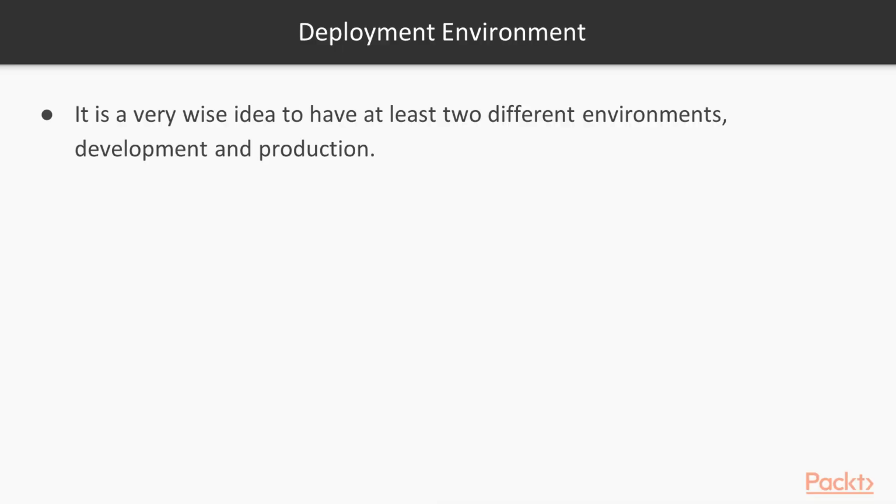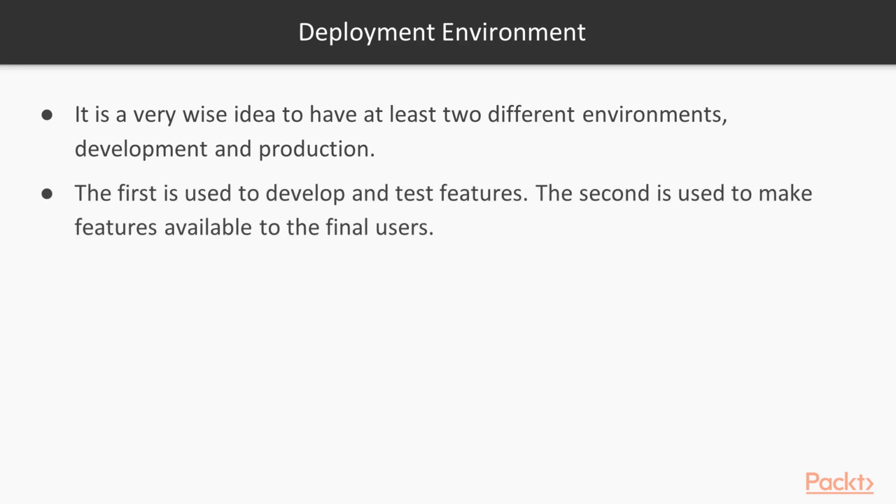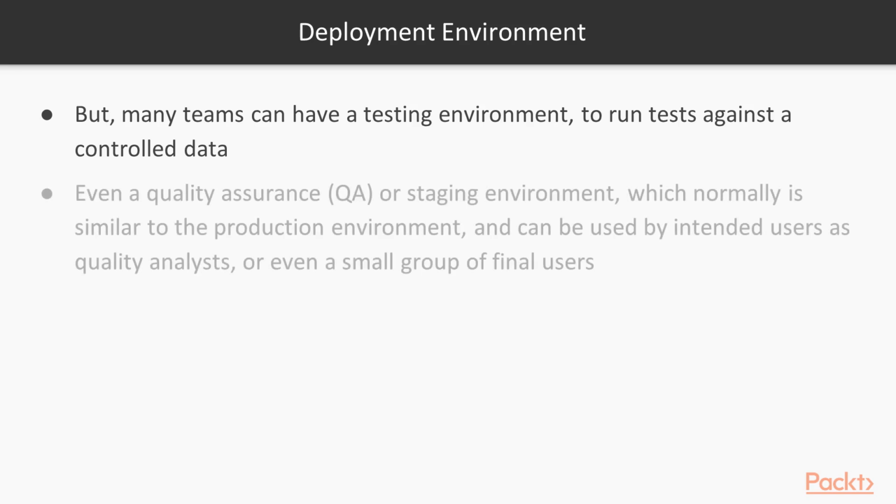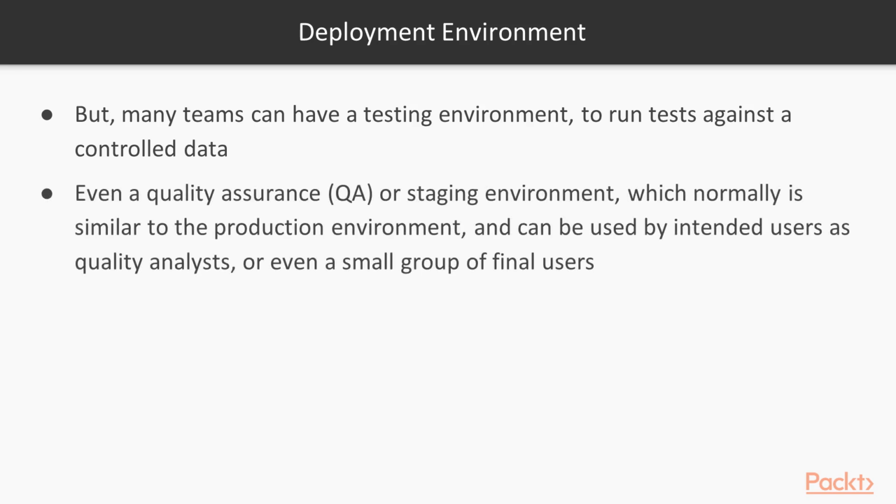It is a very wise idea to have at least two different environments, development and production. The first is used to develop and test features. The second is used to make features available to final users. But many teams can have a testing environment to run tests against controlled data, and even a quality assurance, QA, or staging environment, which normally is similar to the production environment and can be used by intended users such as quality analysts or even a small group of final users.